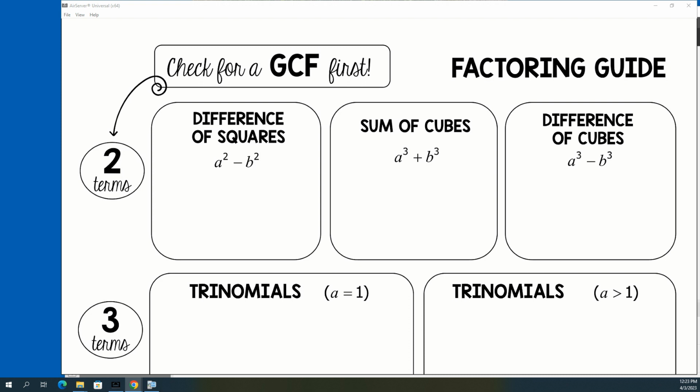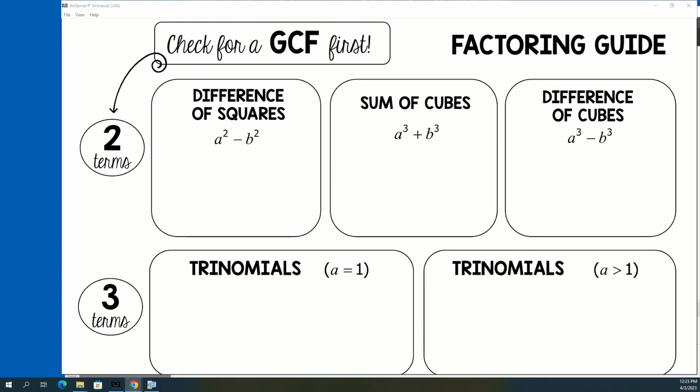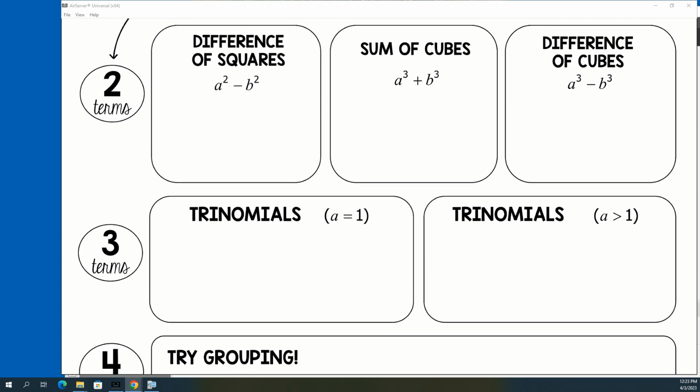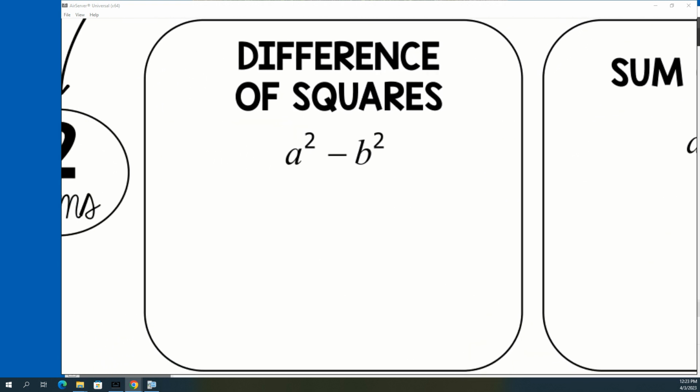So we've actually, I think, filled in this same sheet, but we're going to do it again like you haven't seen it before. But the first thing that you always want to do whenever you're factoring is to check for the greatest common factor first. All right, then, depending on how many terms, you're going to do one of six different things. So for two terms, there's three different choices.